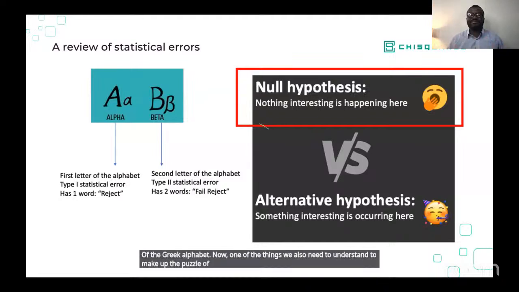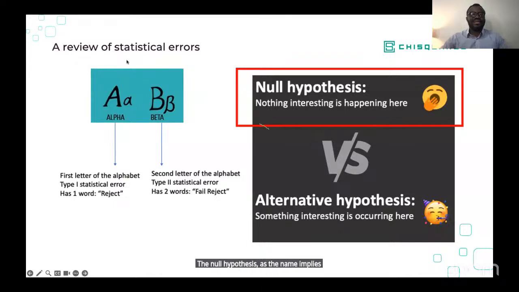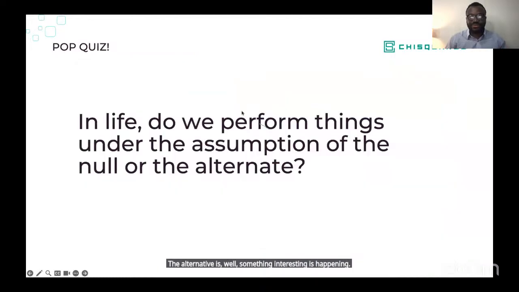Now, one of the things we also need to understand to make up the puzzle of statistical inference is the concept of hypothesis testing and null, as well as alternative hypothesis. The null hypothesis, as the name implies, means nothing interesting is happening here. Like nothing is happening, right? At least nothing interesting is happening. The alternative is, well, something interesting is happening. That's how I want to remember it.